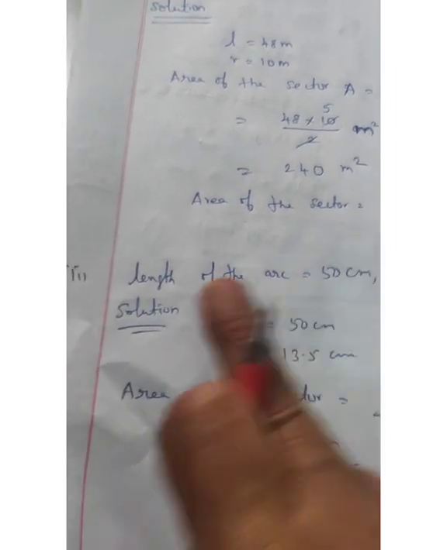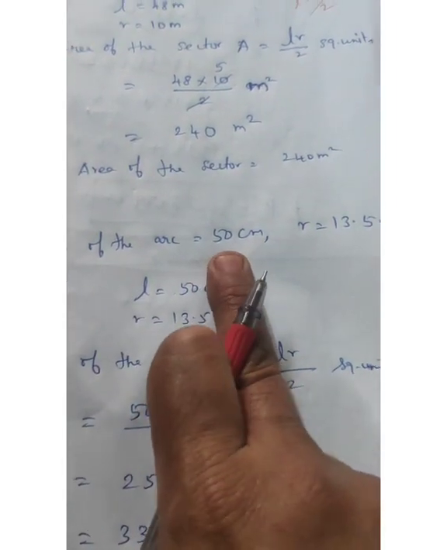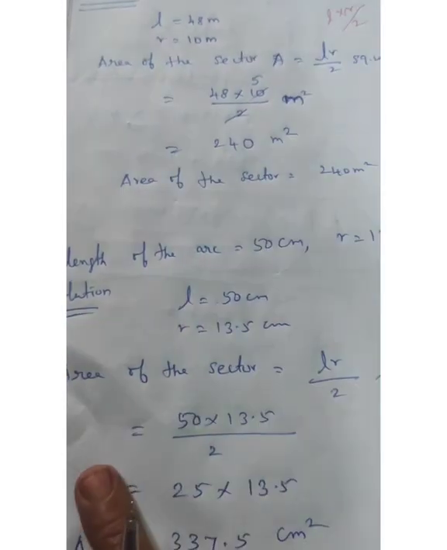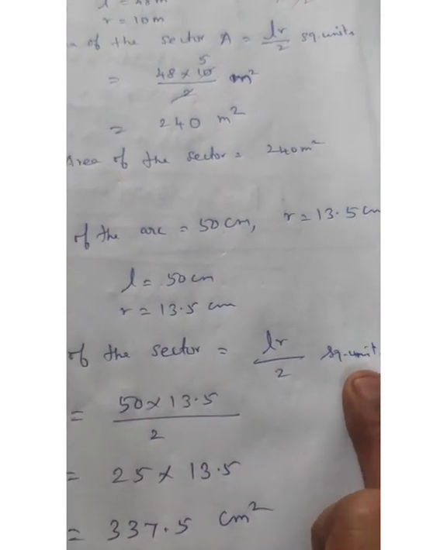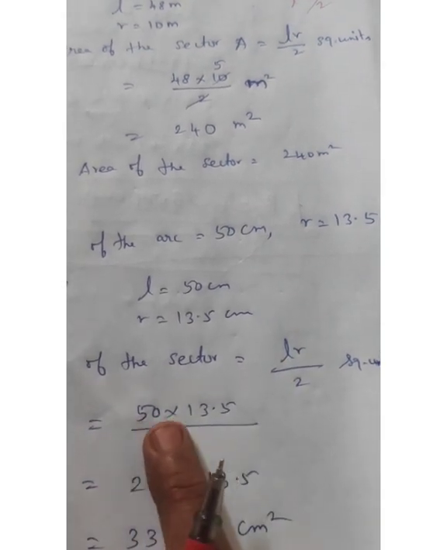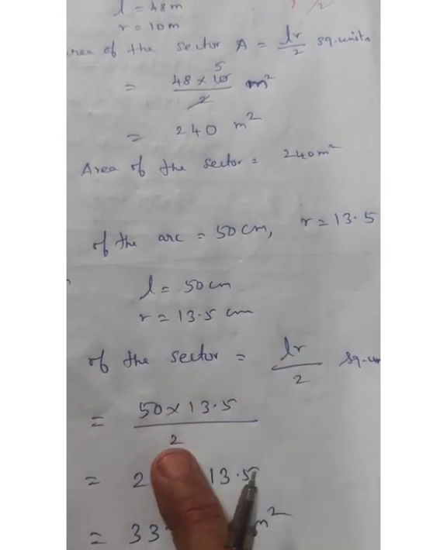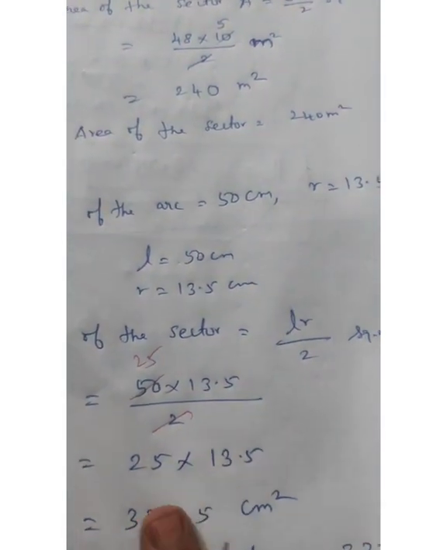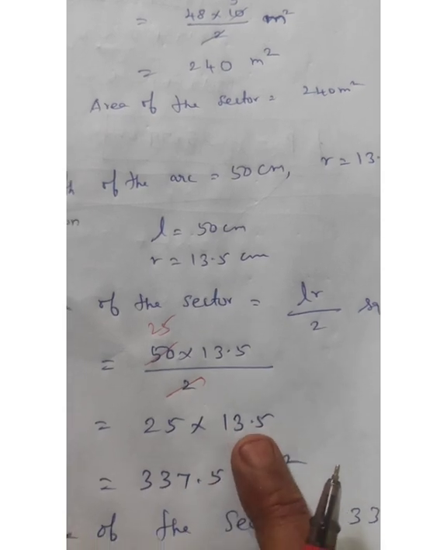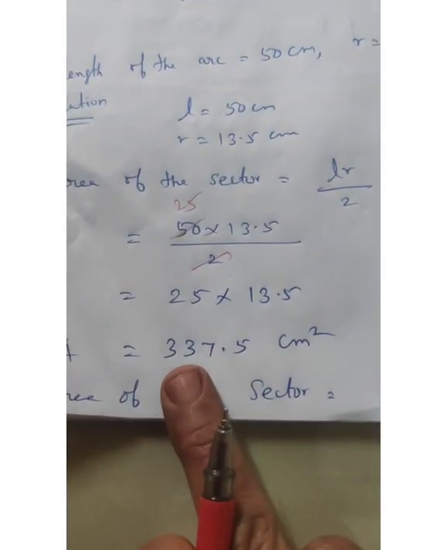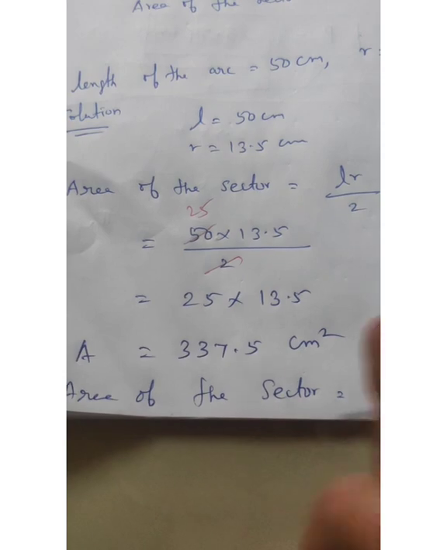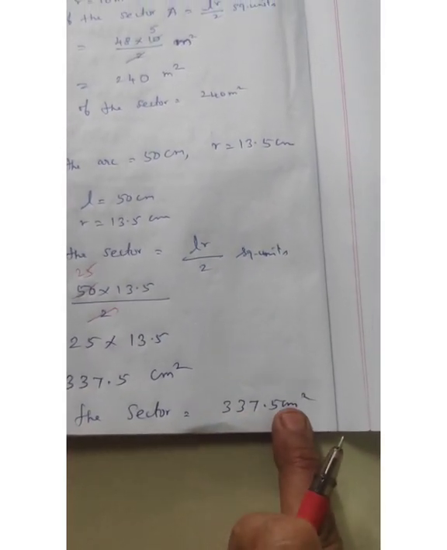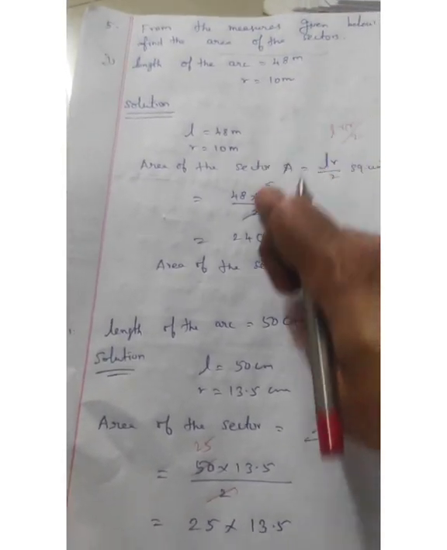First sum is completed. Second sum, length of the arc equal to 50 centimeter, R equal to 13.5 centimeter. What is the formula? Area of the sector formula equal to LR by 2 square units. L value equal to 50 into R value equal to 13.5 divided by 2. 1 2 is 2, 25 2s are 50. 25 into 13.5, multiply and write and get the answer equal to 337.5 centimeter square. Area of the sector equal to 337.5 centimeter square. This fifth sum is very easy.